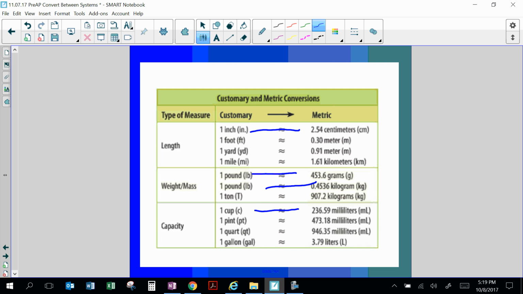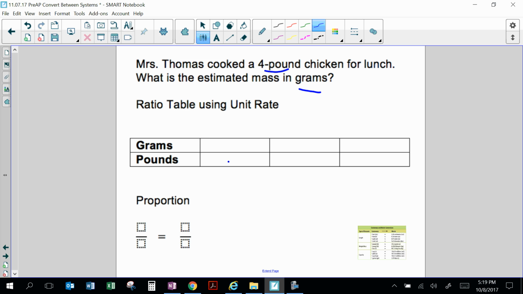1 pound is 453.6 grams. You may write it using a table or do proportion, but they are the exact same thing. So 4 pounds. What's the relationship between 1 pound to 4 pounds? Well, the relationship is times 4.